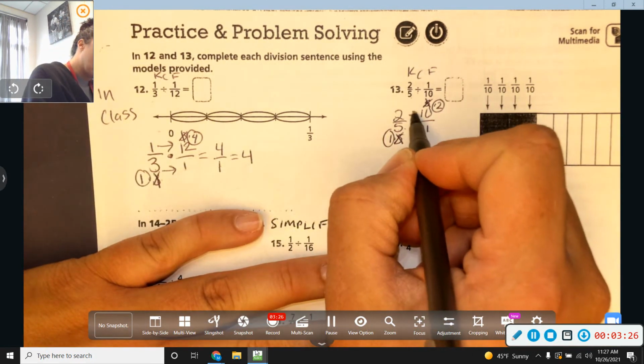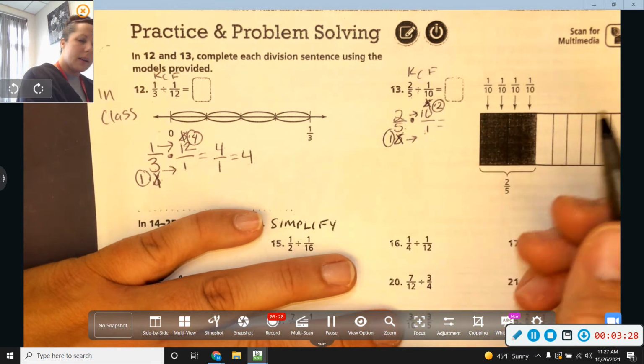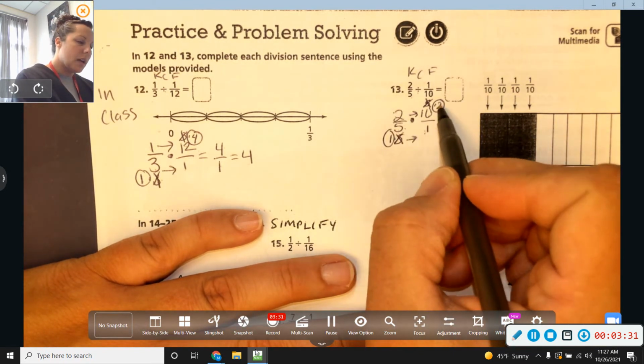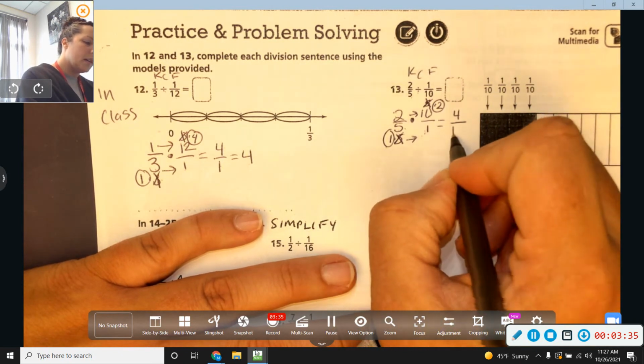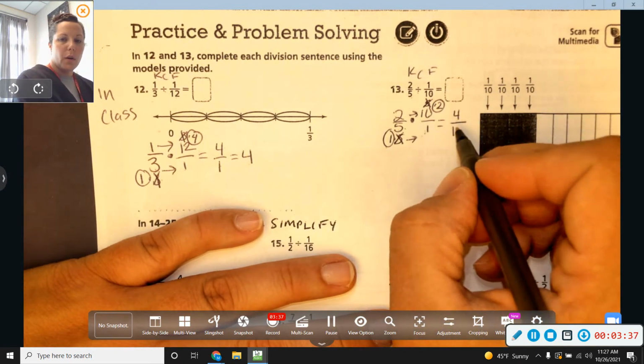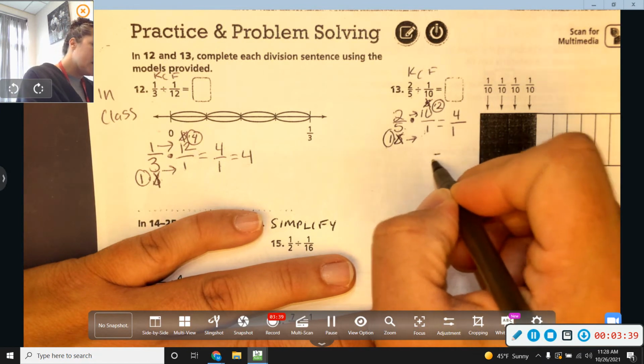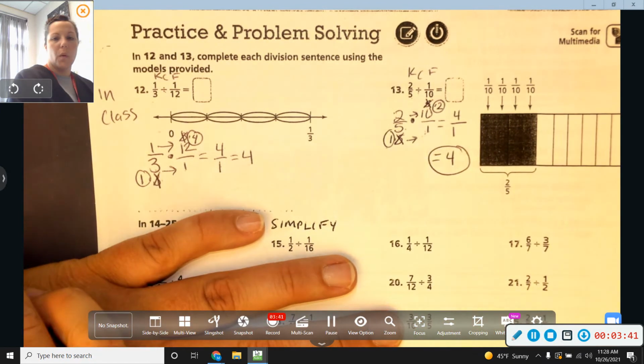Now I can go ahead and multiply straight across, and I get 2 times 2 is 4. 1 times 1 is 1. 4 over 1 is simply 4. Okay?